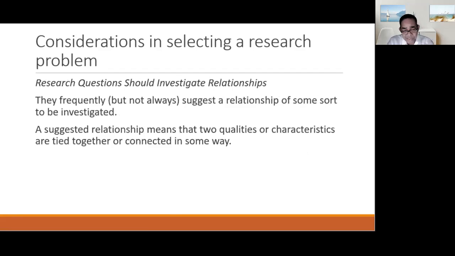Research questions should investigate relationship. They frequently, but not always, suggest a relationship of some sort to be investigated. A suggested relationship means two qualities or characteristics are tied together or connected in some way. It is better that you make researches that investigate a relationship. When research investigates a relationship, the study becomes an analytic study.